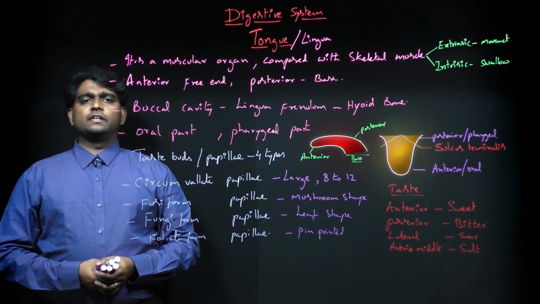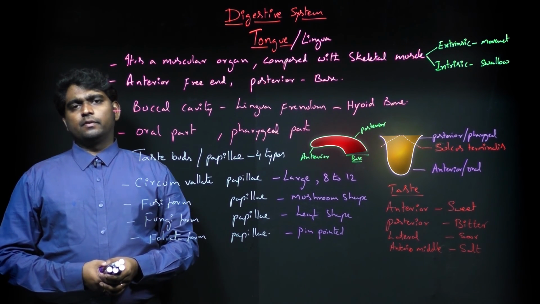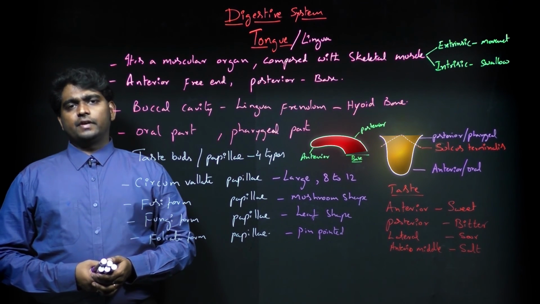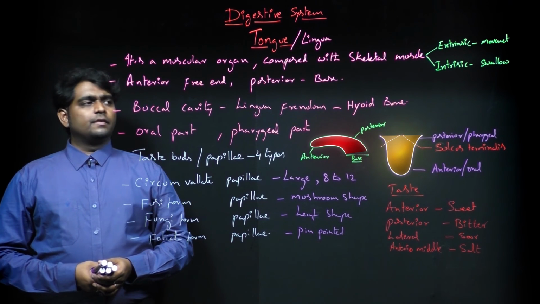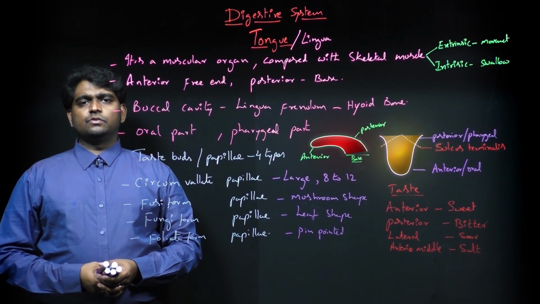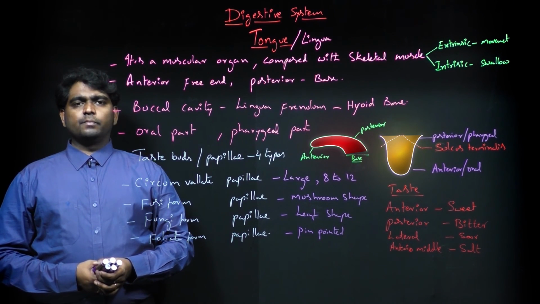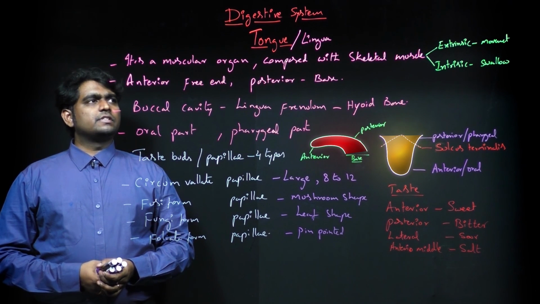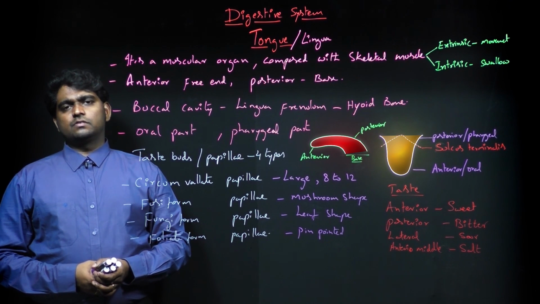For spice, there are no taste buds. Spice is the burning of nerves present in the tongue region, so it shows up as a burning sensation. So this is about the tongue. The tongue is also called lingua.